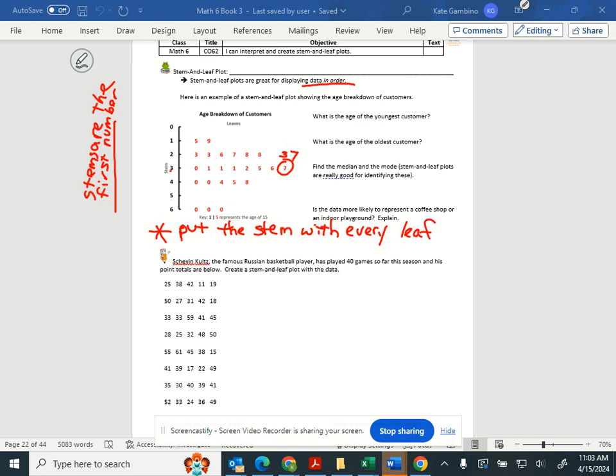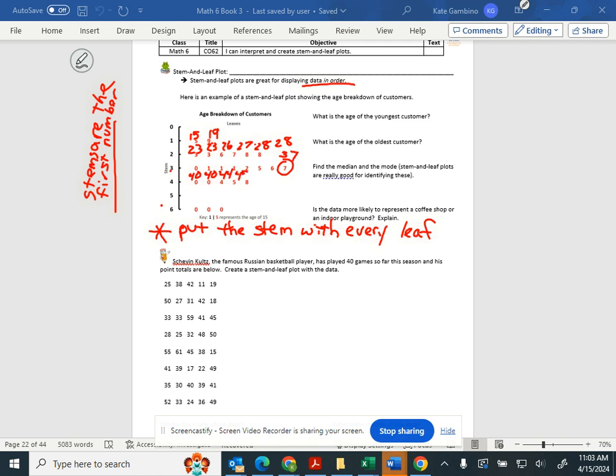So I'm going to put a 1 in front of the 5 and the 9. I'm going to put a 2 in front of each of these. So I know what each number stands for. So that should be your first step. Put the stem in front of the leaf is the first step to do. Does that make sense?